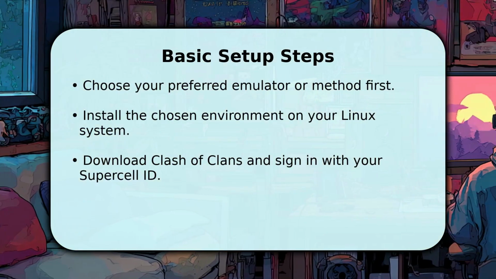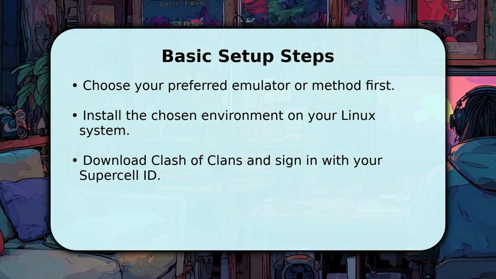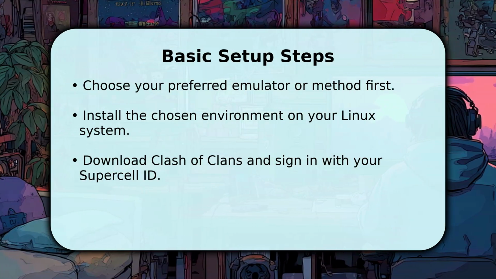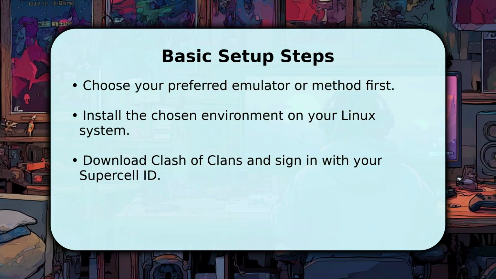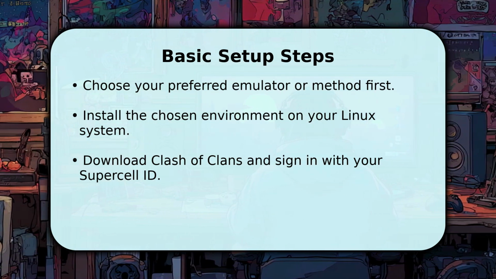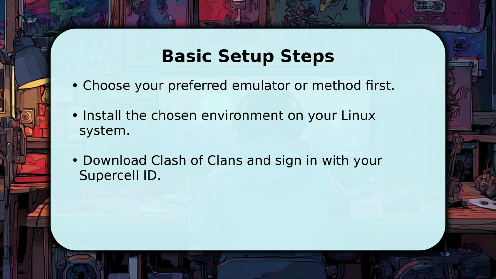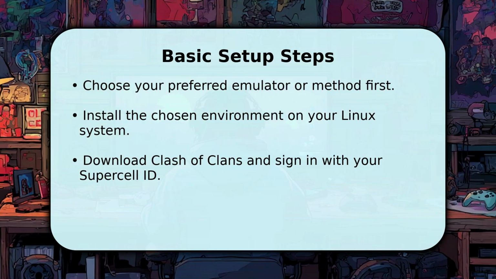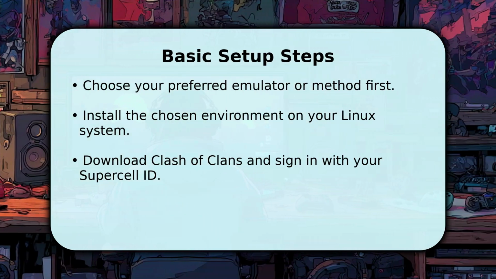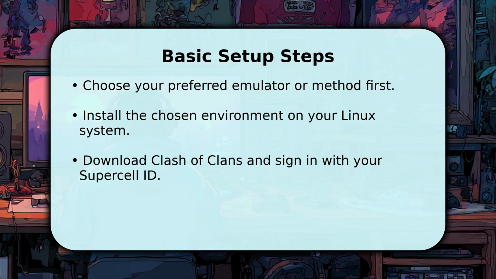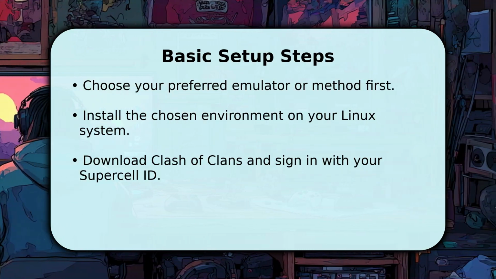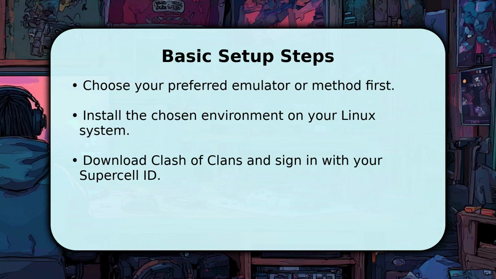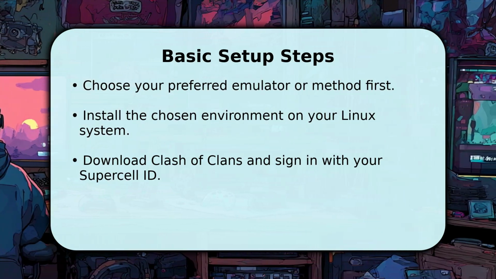Once you've decided on your preferred method, whether it's Waydroid, Anbox, or another solution, the setup process is generally quite straightforward. First, you'll install the emulator or set up your chosen Android environment on your Linux system. From there, it's as simple as opening the Google Play Store within that environment, searching for Clash of Clans, downloading it, and then signing in with your Supercell ID. After that, you're all set to begin building your empire and battling.